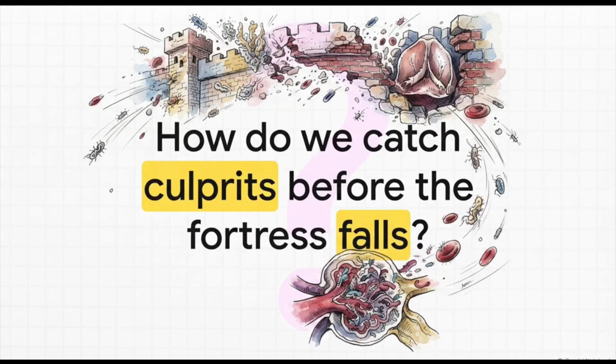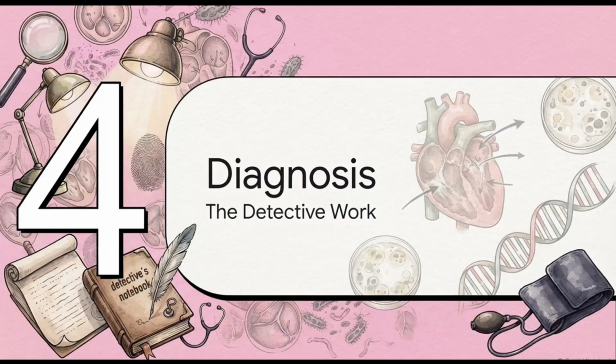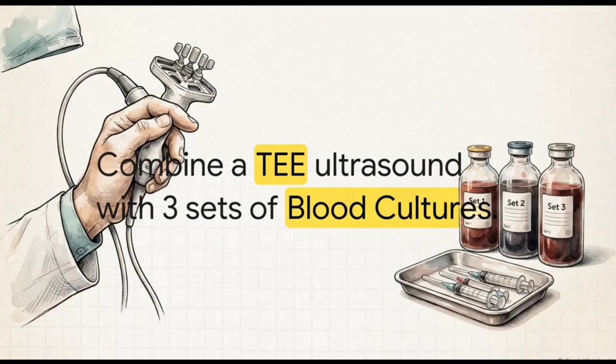So, with the valves dissolving, biological shrapnel flying everywhere, and immune complexes clogging up the kidneys, the urgent question is, how do we actually catch these culprits before the fortress completely falls? Which brings us right into Section 4, Diagnosis, the detective work. To catch this killer, doctors rely on a very specific detective's toolkit. You have to visualize the physical damage, and you have to identify the invisible bacteria.